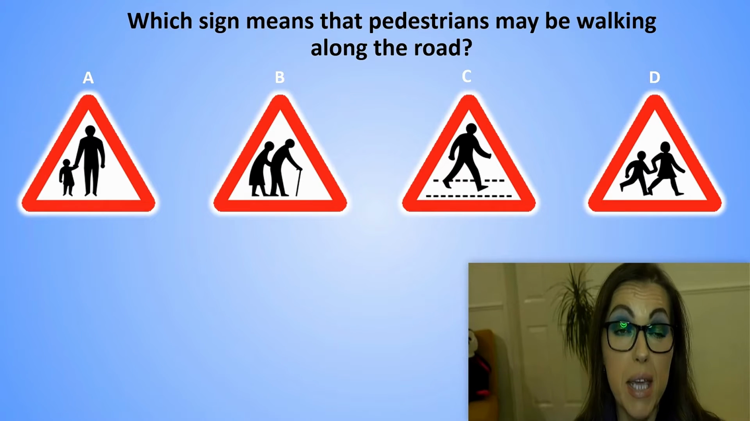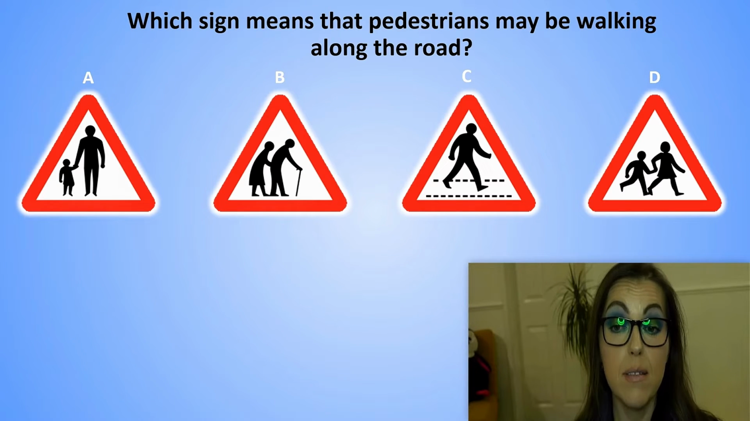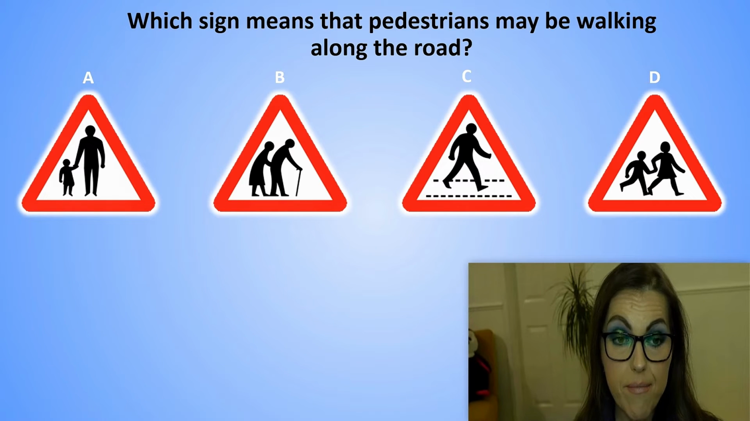Which sign means that pedestrians may be walking along the road? Sign A, sign B, sign C, or sign D?